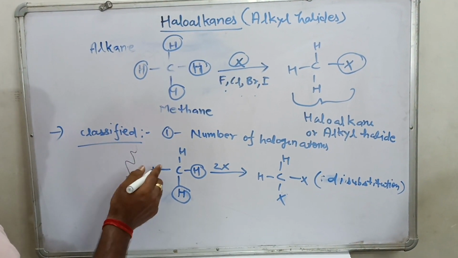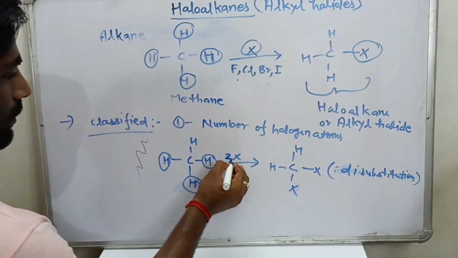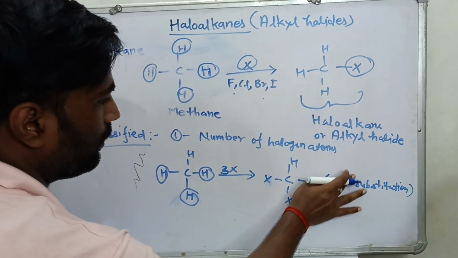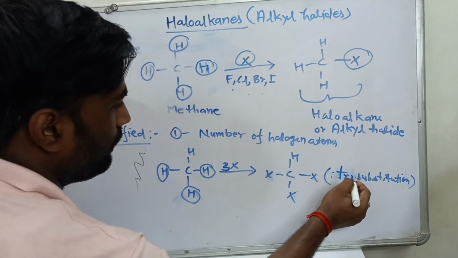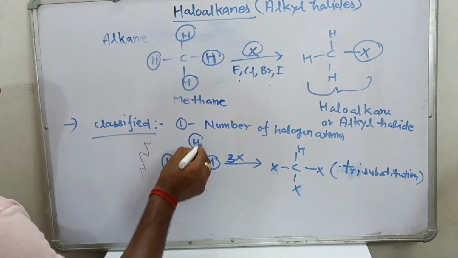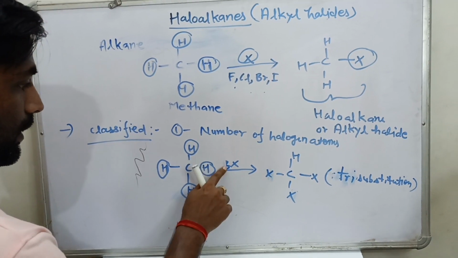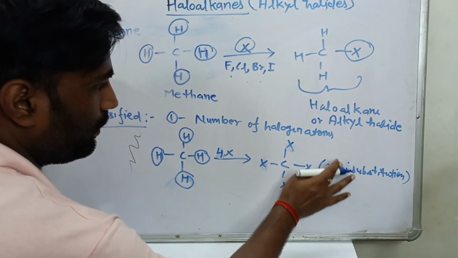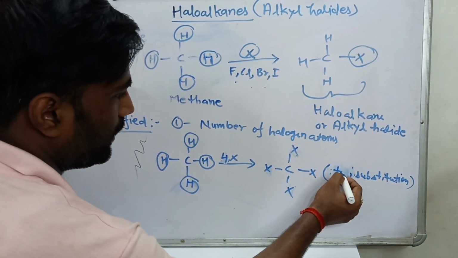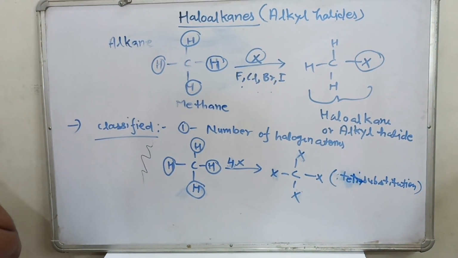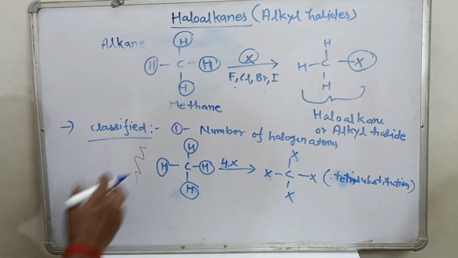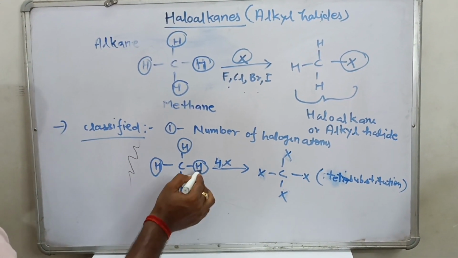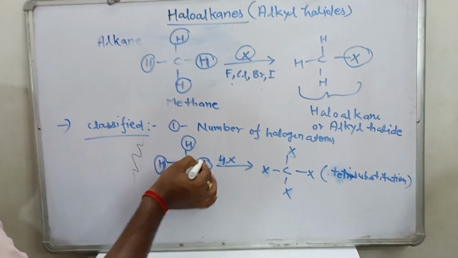di-substituted. And similarly, when three hydrogen atoms are replaced by three halogen atoms, this is known as tri-substituted. And when all four hydrogen atoms of this alkane are replaced by four halogen atoms, the resultant product is well known as tetra-substituted haloalkane. So based on the substitution of protons or hydrogen by the halogen atoms, the haloalkanes are classified in four groups, that is mono-substituted, di-substituted, tri-substituted, and tetra-substituted.